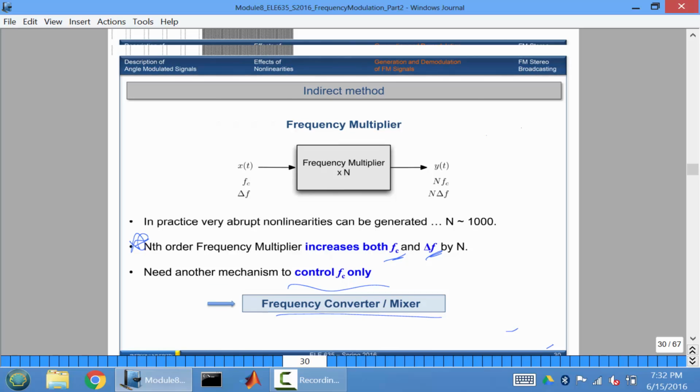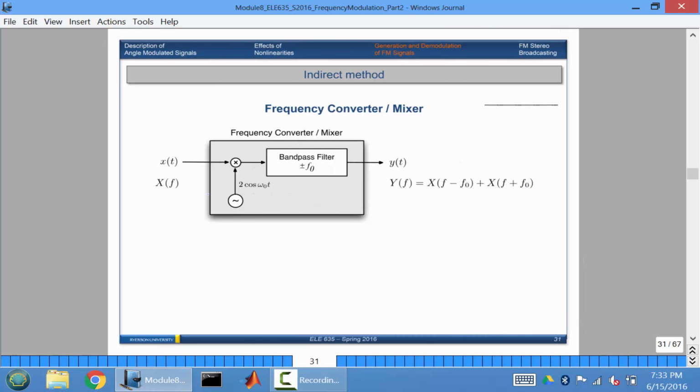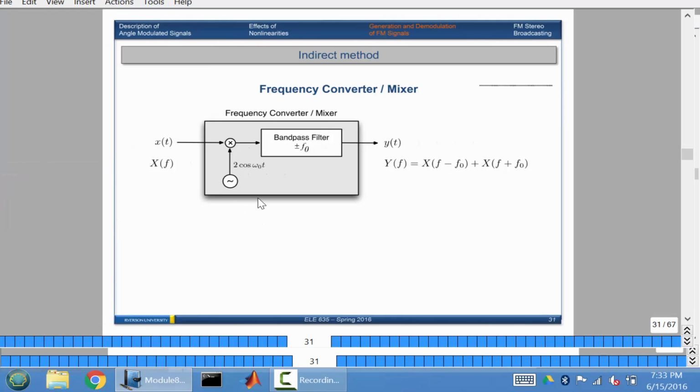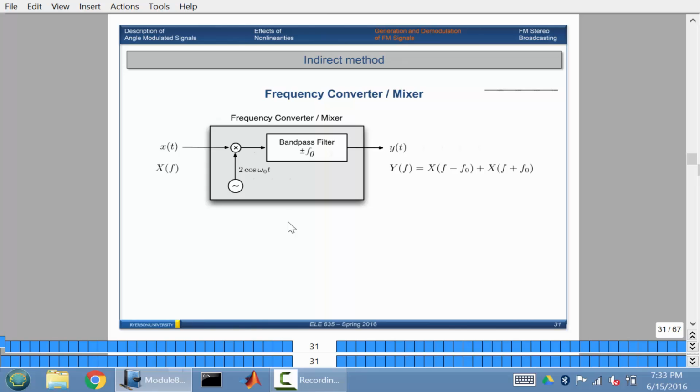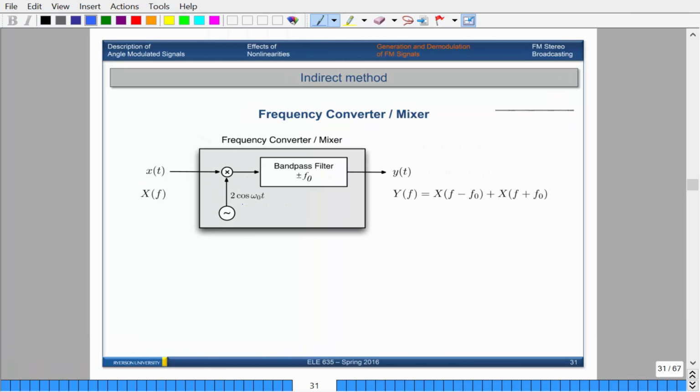Oh no. Okay, so let's see. So frequency converter or mixer. All right. So this is the next component that we actually need. Okay. So how this works is very simple. You have some message that's coming in, and then you want to modulate, but you want to multiply by some frequency omega naught, all right? So if you multiply by a cosine omega naught, then you can apply a bandpass filter around the right thing that you want.